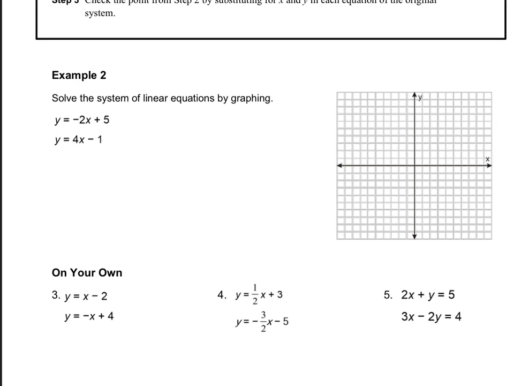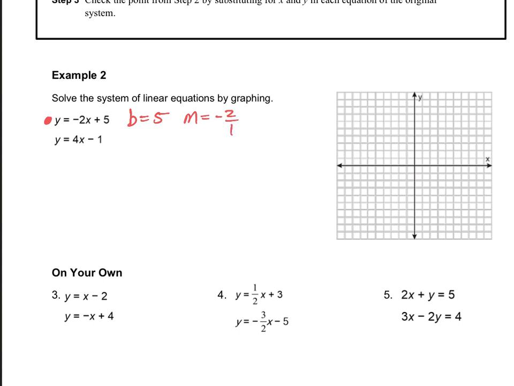It says solve the system of linear equations by graphing. Notice these are already in slope-intercept form. So I'm going to maybe use this first equation as a red one since I have different colors here. And I'm going to identify that my y-intercept is 5 and my slope is negative 2 over 1. So I'm going to go up to 5.